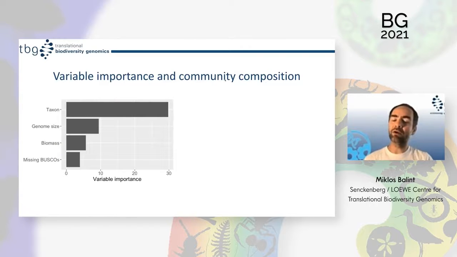And finally, if we are ordering the importance of these variables on the number of assigned reads, what we find is that the strongest effect, at least in this experiment, was the taxonomic identity. This is followed by genome size and then by biomass, and finally by the genome completeness down here, which is not strongly significant, I mean, statistically significant. The other relationships are statistically significant.